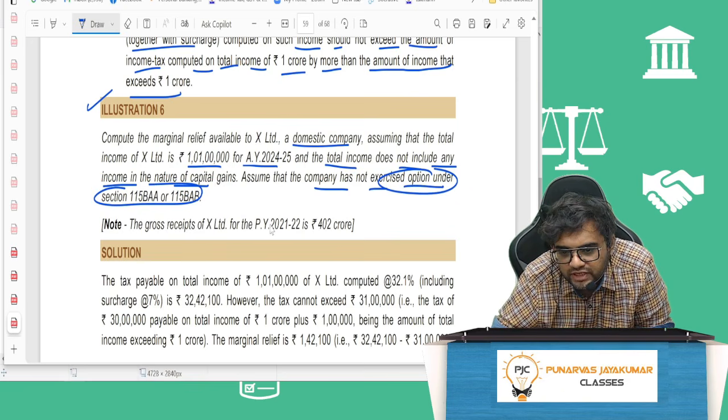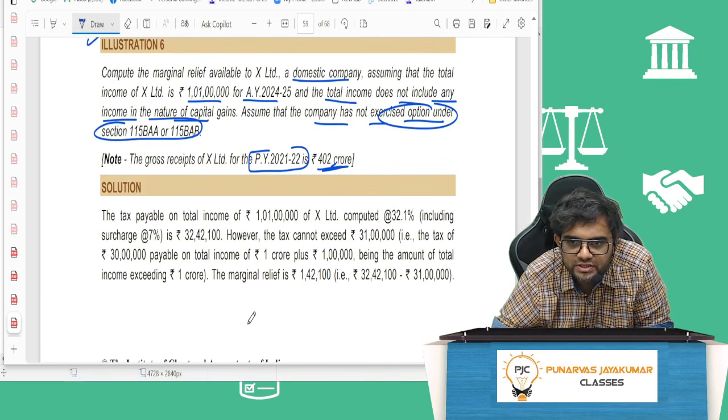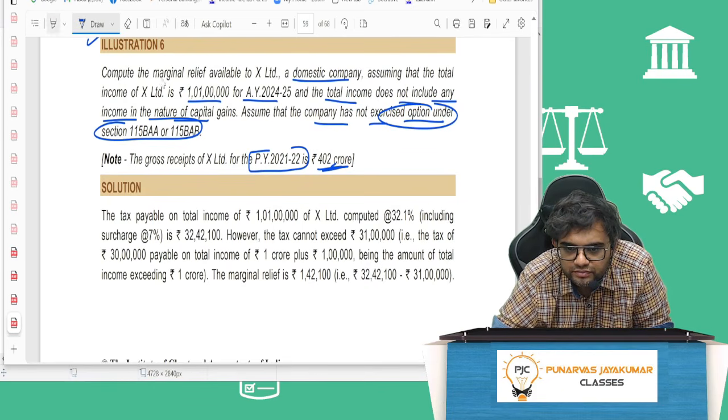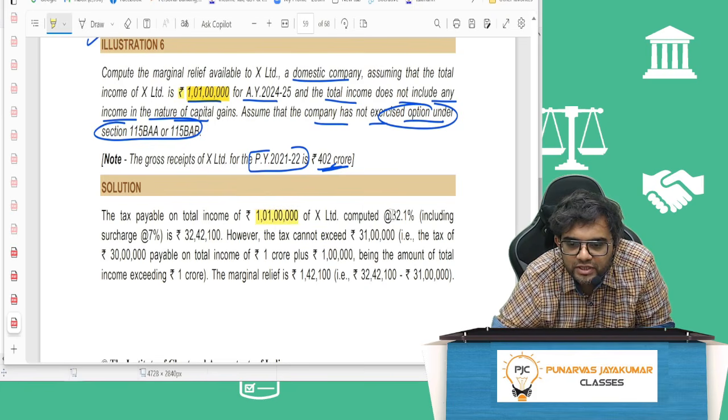Gross receipts of 21-22 is 402 crore. Is it more than 400 crore? Yes. So what will be the tax rate? 30%. 30% plus 7% surcharge because it is crossing 1 crore. So 1 crore 1 lakh into 32.1% is 32 lakh 42,100. But the tax cannot exceed 31 lakh.